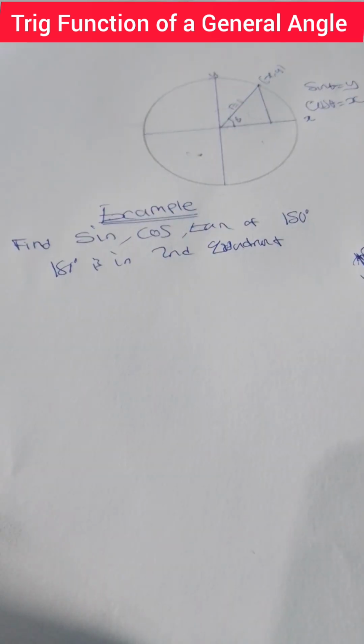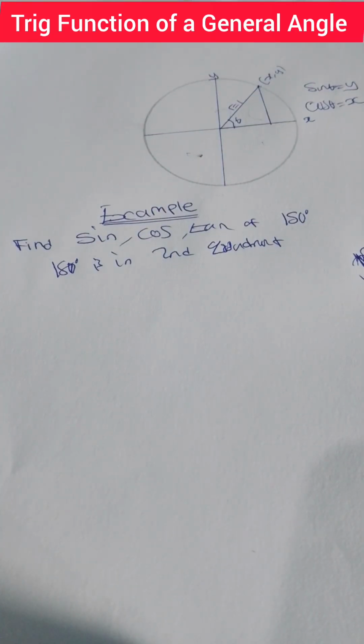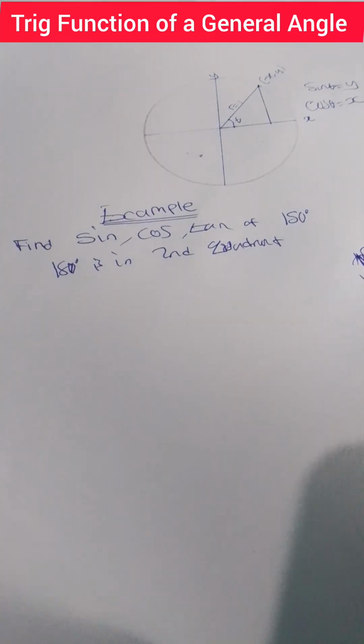150 degrees is in the second quadrant. So the next step is to find the reference angle. What do we mean by the reference angle? The reference angle is the acute angle, like 90 degrees, 30 degrees, 60 degrees, and again it should start from the x-axis.